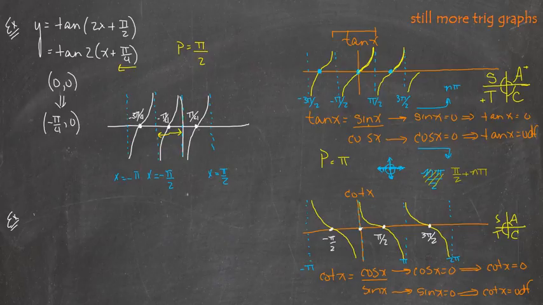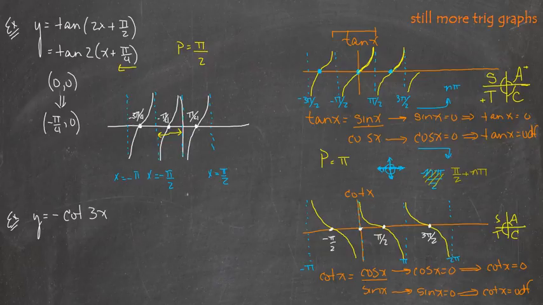Let's graph y equals negative cotangent 3x. Okay, so again, let's evaluate the period. I didn't talk about that. So let's look at the period for a cotangent function. The period for a cotangent function is the same as the period for a tangent function, from 0 to pi, and then from pi to 2 pi. So the period for a cotan function is pi as well.